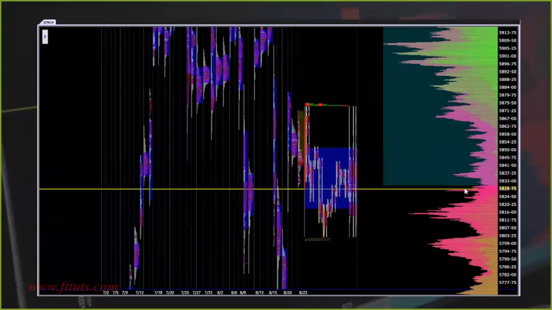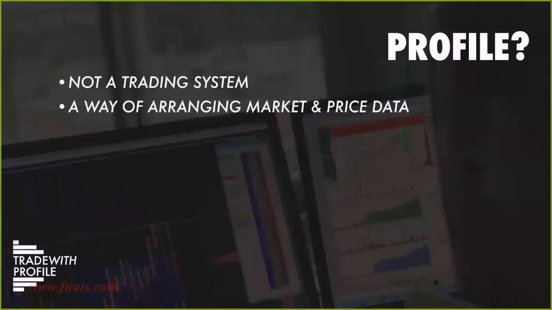So what exactly is profiling? It's not a trading system, so it's not like it triggers trades for you or alerts. It's just a way of arranging market information and price data so that you can make decisions. And why this is so important is because for most every trader, and when I say most, I mean unless you're looking at a capitalization or participation level in the 10 million cap or higher, you often can't stay long enough as a fundamental trader for the fundamentals to sync up.